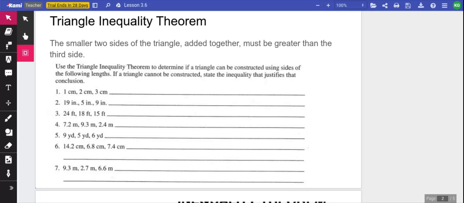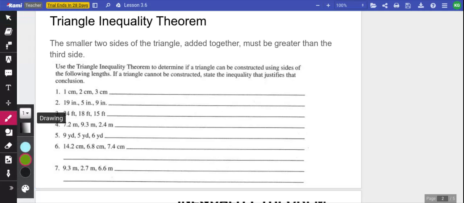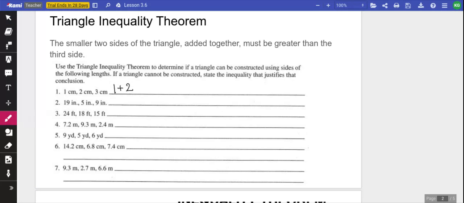So use the triangle inequality theorem to determine if a triangle can be constructed using sides of the following length. If it cannot be constructed, state your inequality. So for each of these, I'm just going to set up the inequalities. So I add the smaller two sides, and it must be greater than the third side. So in this one, I have the question, is 3 greater than 3? And the answer is no. You could not make a triangle whose side lengths are 1, 2, and 3.